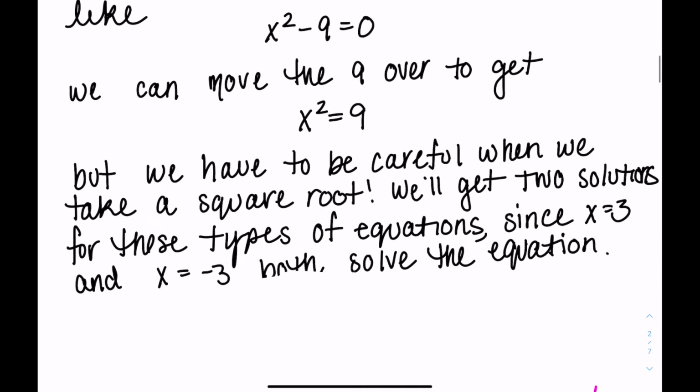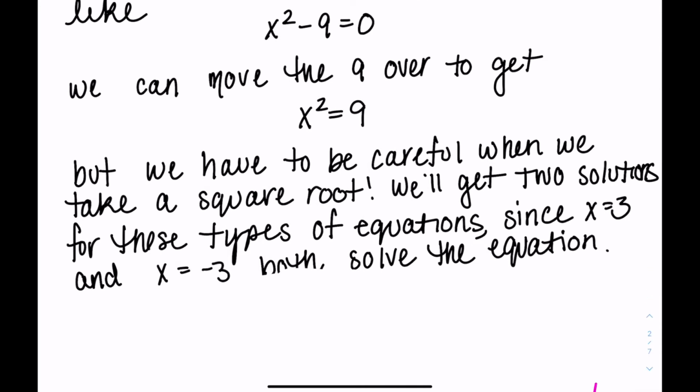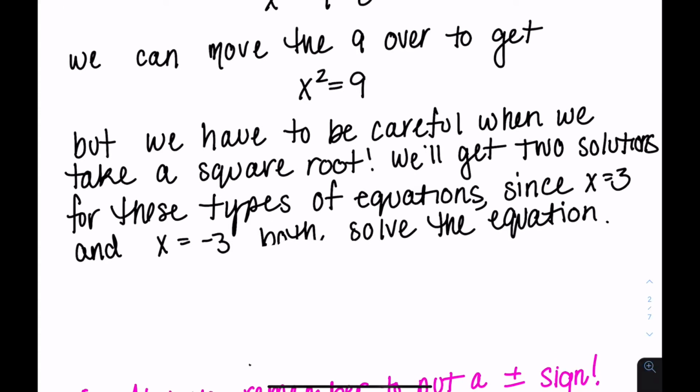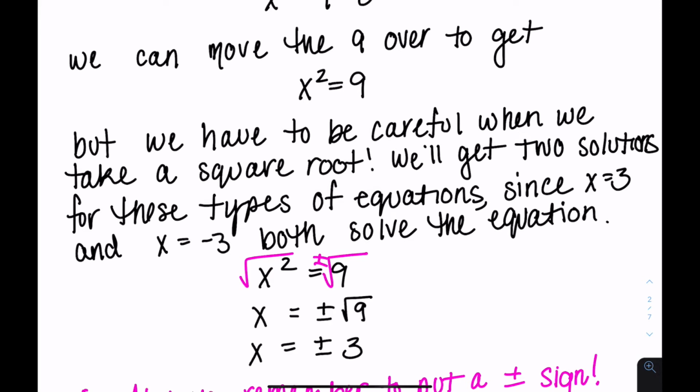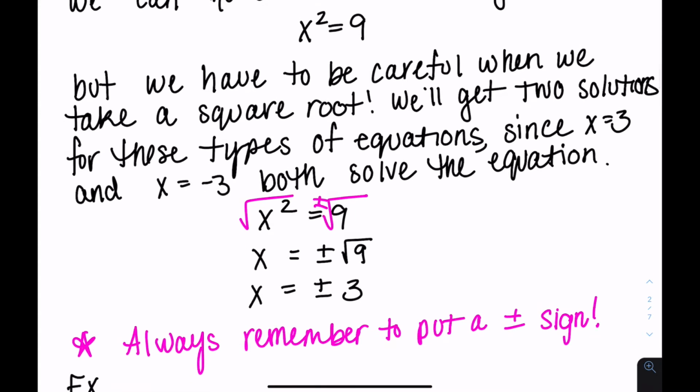So be careful when you take a square root. You need to make sure to take a plus or minus sign. If we start with x squared equaling 9, we take that square root, but put the plus or minus. So you get x equals plus or minus root 9, so x equals plus or minus 3. We get our two answers from here.